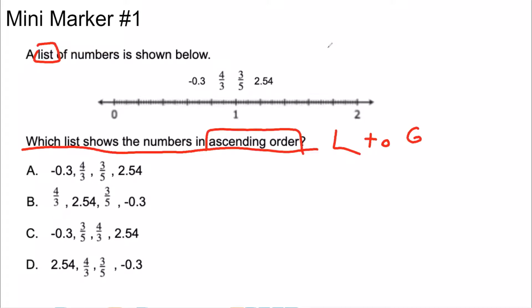Now, we also learned from previous lessons that we want to label our list of numbers. It helps us to better visualize them on the number line. So I'm going to label, say A, B, C, and D.